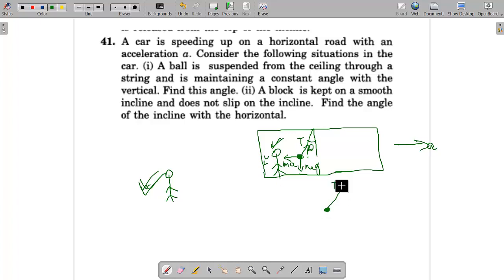There is tension here. This is angle theta. This is ma in this way, and this is mg in this way. And what is happening is there is no acceleration. All the forces should cancel out. So how do we cancel out forces here? There is no acceleration on this ball with respect to this person.